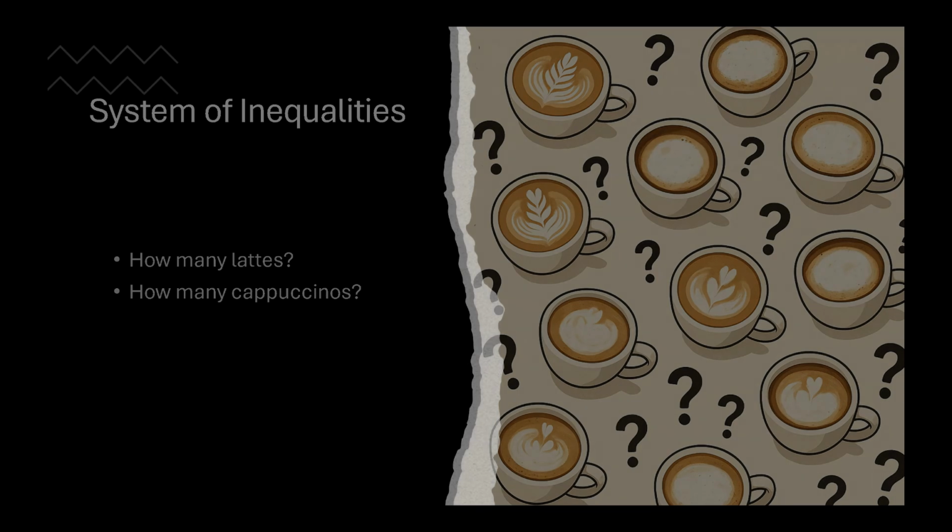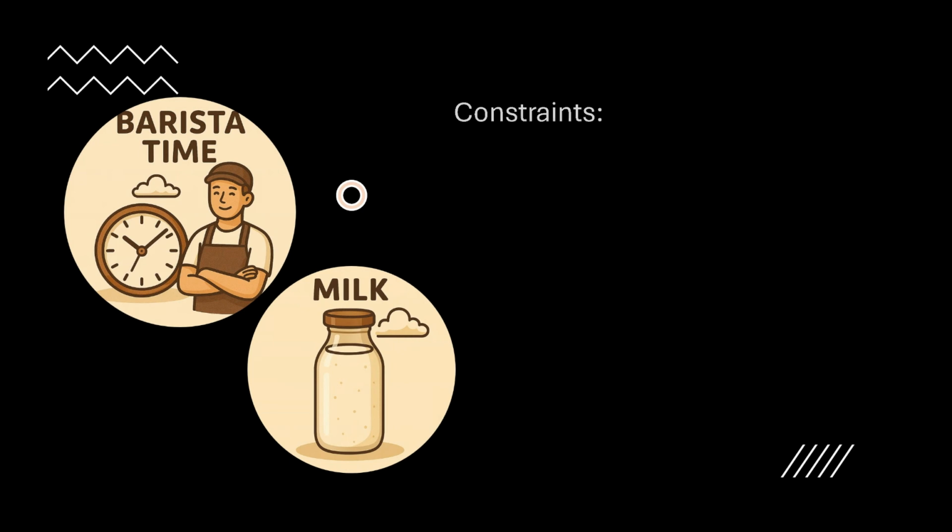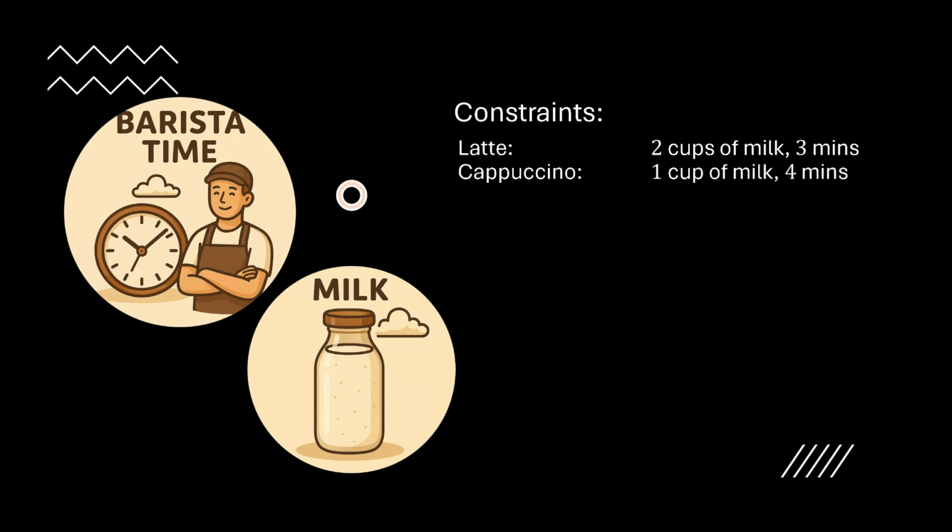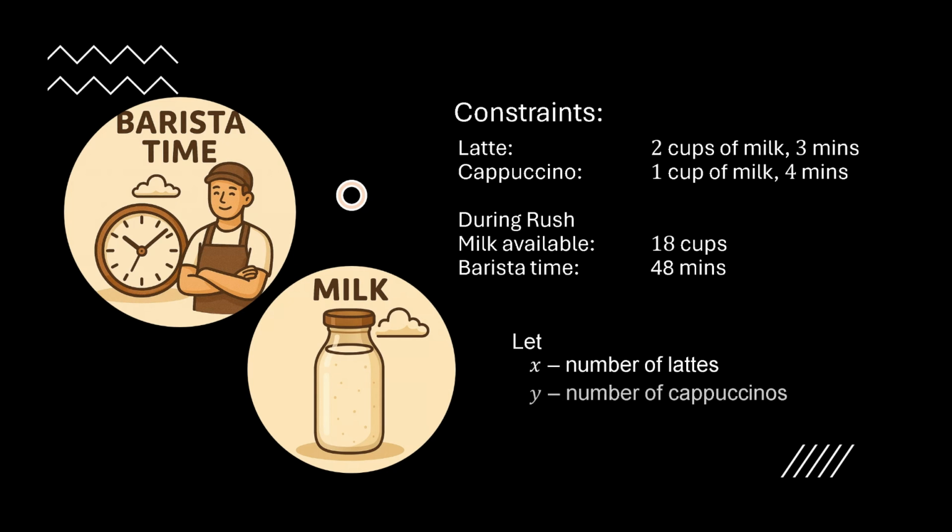Let's say in a coffee shop, each latte needs 2 cups of milk and 3 minutes of barista time. Each cappuccino needs 1 cup of milk and 4 minutes to make. You only have 18 cups of milk and 48 minutes before the rush is over. Let's say x is the number of lattes and y the number of cappuccinos. We can translate these into inequalities.